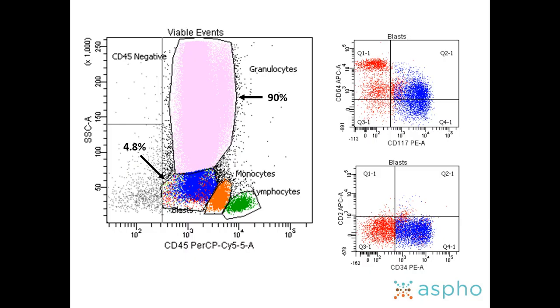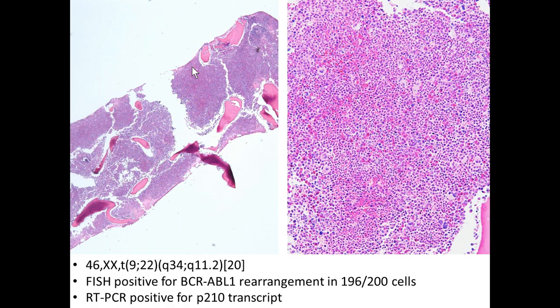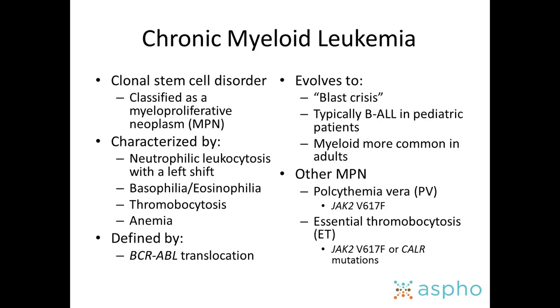By flow cytometry, of course, there were relatively few blasts, only about 4.8% in the bone marrow, and these phenotyped as myeloblasts, whereas the majority of cells were granulocytes. The biopsy showed a markedly hypercellular marrow, and even on low power you can appreciate the eosinophilia. And of course the cytogenetics showed a translocation 9;22 and a FISH positive for BCR-ABL in the majority of cells, and an RT-PCR showing a P210 transcript. Diagnostic of chronic myeloid leukemia in chronic phase, in the absence of an increased blast count.